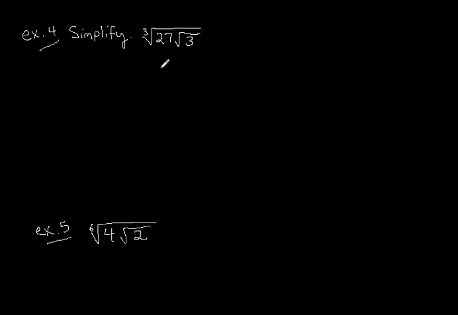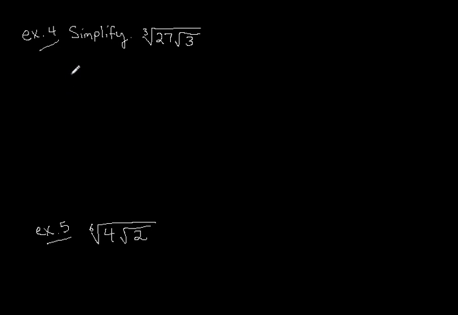Alright, this one is the same as what we did in our last lesson, only in our last lesson we just would have had a 3 here and a 3 here. This one's a little bit more complicated because this is a base of 3 and this is a base of 2. So, check this out.